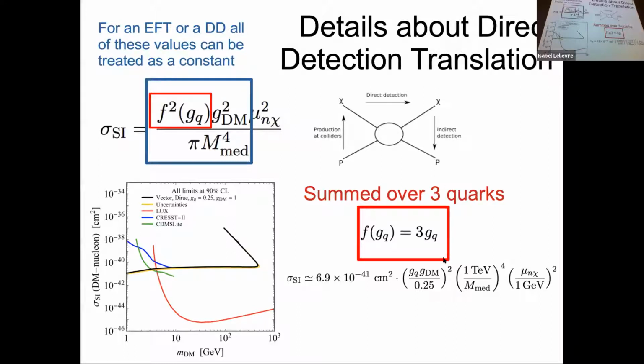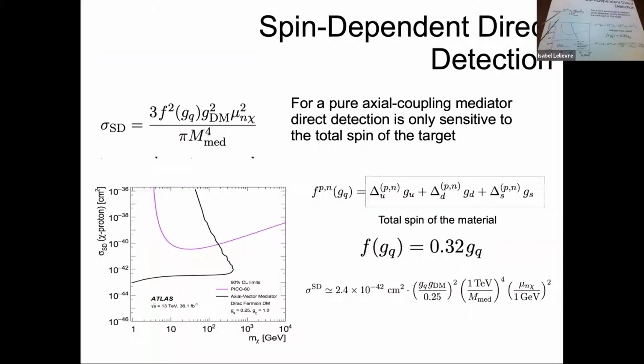The spin dependent version is the same formula, except now your f changes. It's the same formula, but f squared is now dependent on the spin of your nuclei. And so this f becomes significantly smaller. And you can get this formula, and then you get bounds.